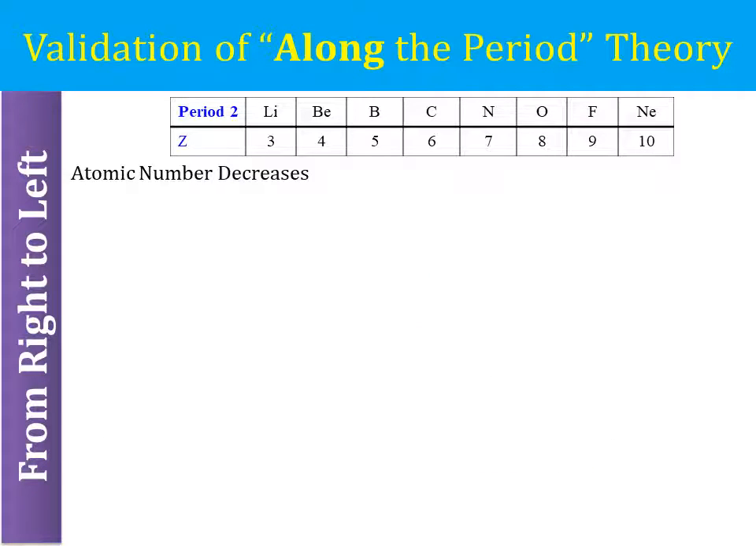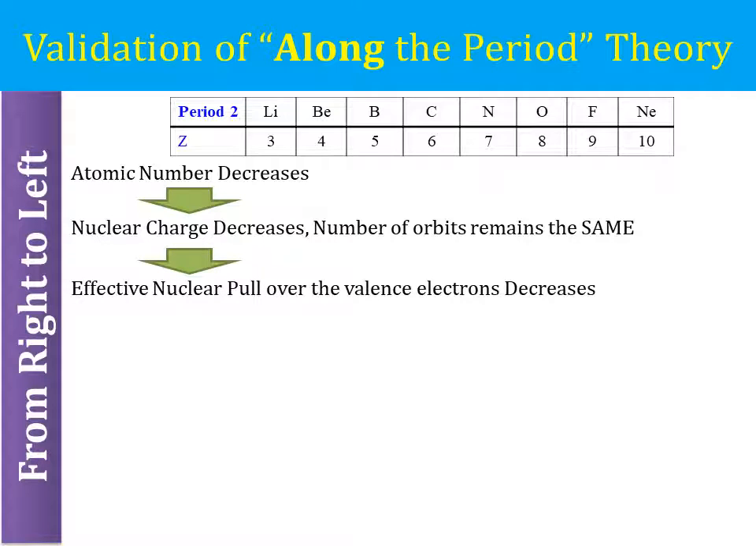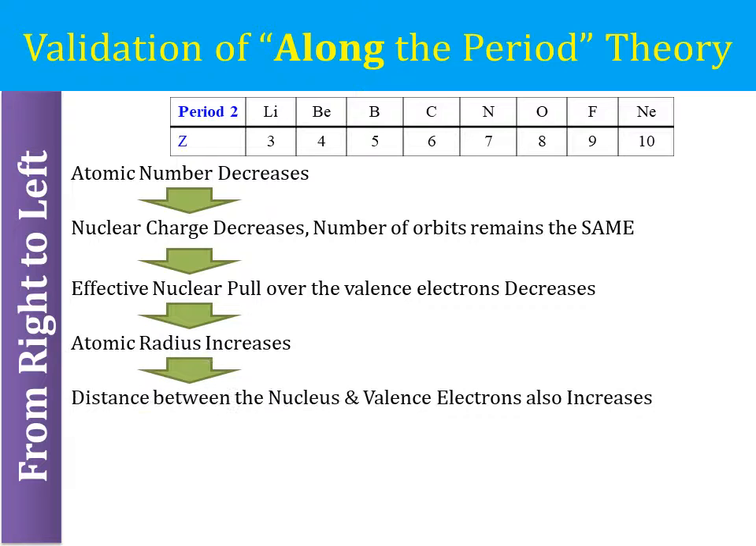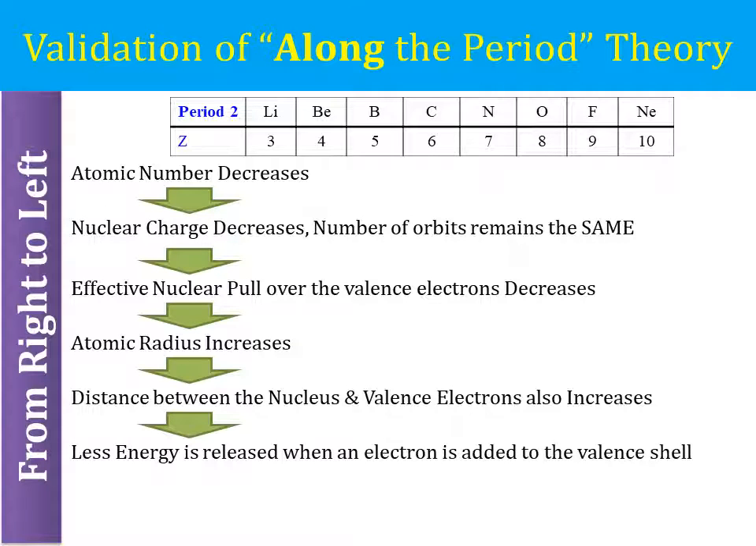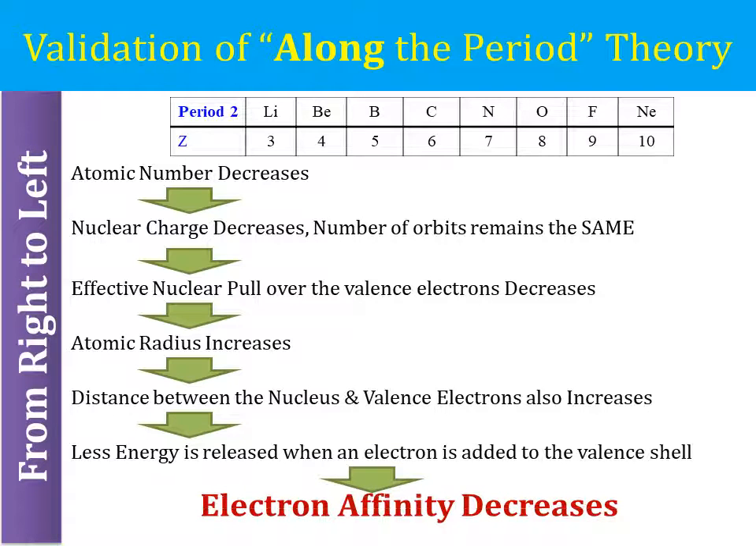For validation, you have the atomic number decreasing. If the atomic number decreases, then the nuclear charge decreases. The number of orbits remains the same. If the number of orbits remains the same, then the effective nuclear pull over the valence electrons decreases. If that decreases, then the atomic radius increases. If the atomic radius increases, the distance between the nucleus and the valence electrons also increases. If that distance increases, then less energy is released when an electron is added to the valence shell, and thus electron affinity decreases.